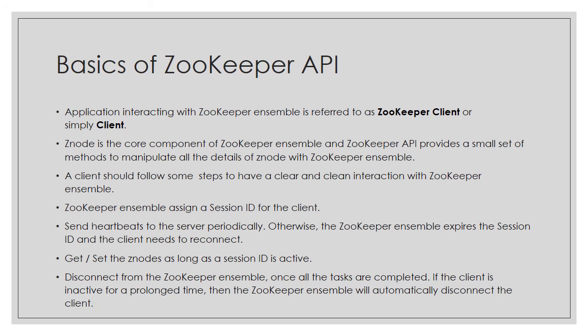So we have talked about this before, where there is need for identification, there is need for you to send the heartbeats to make sure that each and every node which is alive is active and is always sending messages to the leader. And we get the disconnection from the Zookeeper ensemble. Once all the tasks are completed, if the client is inactive for a prolonged time, then the Zookeeper ensemble will automatically disconnect. So if you don't send messages to the Zookeeper ensemble, then it will automatically disconnect that connection.